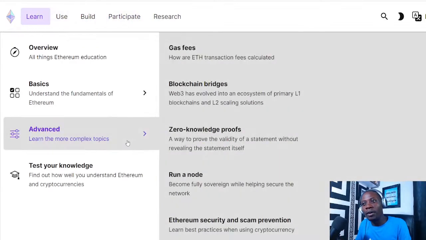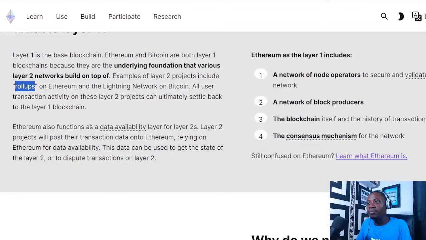Let's keep going. So Ethereum also functions as a data availability layer for layer 2. So this is it, the block that secures, preserves, and makes data available would be the layer 1, and that's what Ethereum is for layer 2.